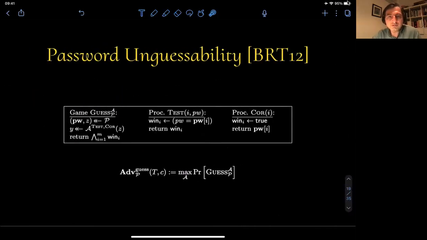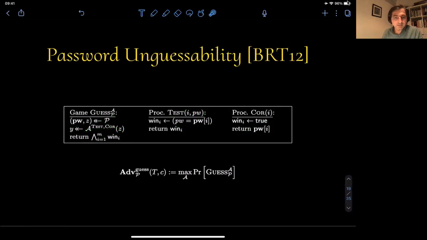To get any form of security in password-based cryptography, we need passwords which are unguessable. And for this, we need some form of measure of unguessability for passwords. BRT formulated such a notion. They considered an unguessability setting where a vector of passwords is generated, perhaps together with some leakage information Z. Then the adversary is run with a test oracle and a corrupt oracle, where the corrupt oracle will simply return the ith password on query i, and the test oracle gets a guess password from the adversary and an index i, and checks whether this password matches the ith password. The goal of the adversary here is to win all of these instances, that is, set all of these flags to be true.